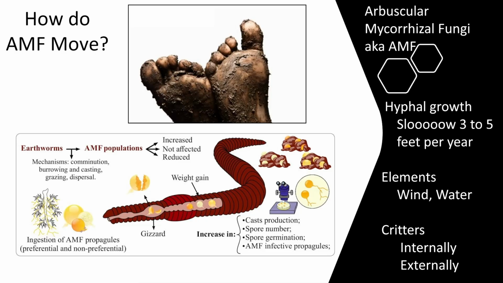That's sort of externally. And there's been some fun work looking at the internal spreading of AM fungi in the guts of worms, where they might eat some spores as they're grazing in the soil. And these spores are full of fats, they're like delicious little french fries. And some get broken in the gizzard and digested, others pass through the whole worm and then come up in its poop, and those spores might germinate. So that's one way they can move around, but still pretty slowly.